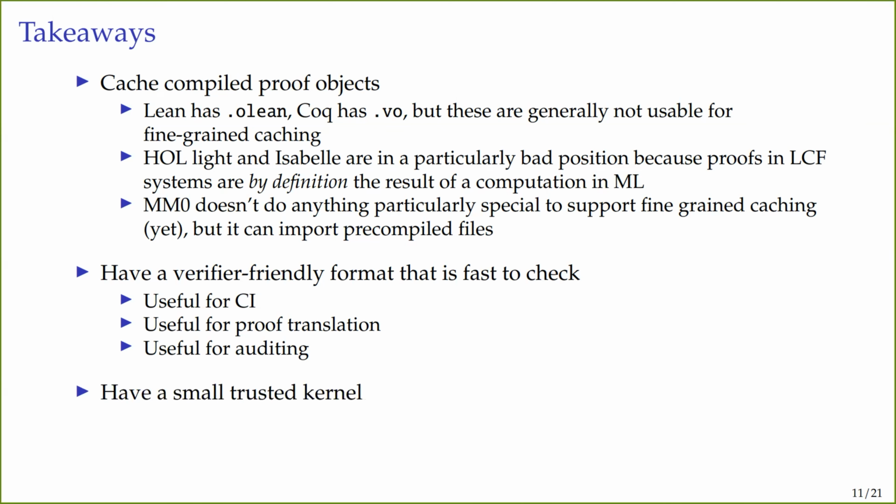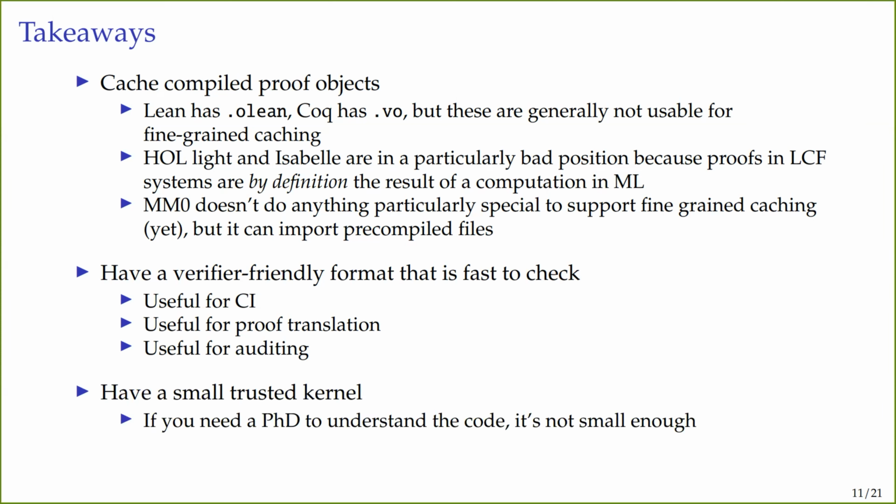So that's very helpful. And you should have a small trusted kernel. Most of the systems that I'm talking about here do have a small-ish trusted kernel. But if you need to have a PhD to understand the code of the kernel, then it's not small enough. And external kernels are better if they're intrinsically connected to the proof assistant itself. Then it's difficult to argue for the correctness of the kernel without the rest of the stuff. And it also makes it easier to use with the external, like proof translations and auditing and those other things.